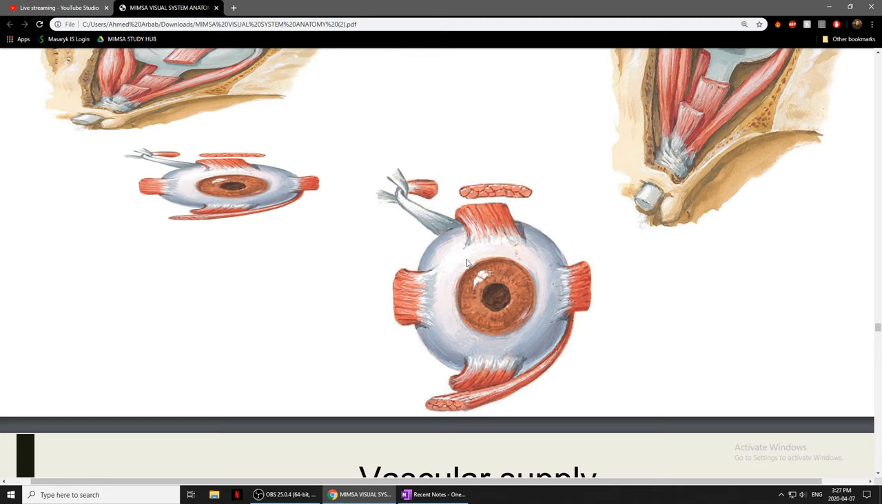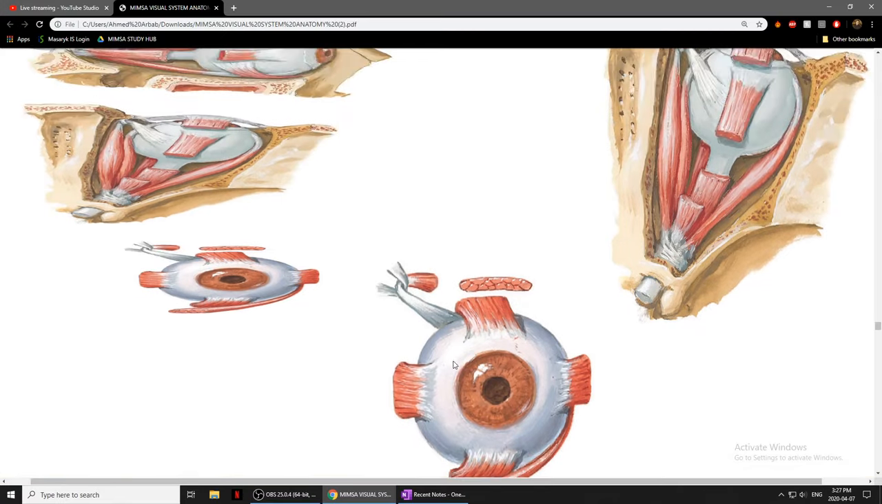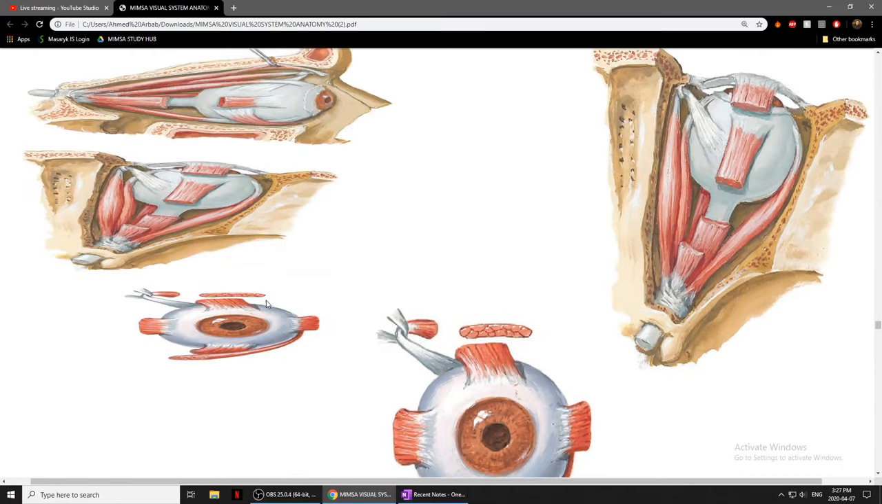So I guess that's it. So you guys know levator palpebrae superioris, superior, medial, inferior, and lateral rectus, recti, superior oblique, and inferior oblique. And the reason I know that this is medial, because the trochlea, which is this thing which holds the superior oblique, is actually on the medial side.